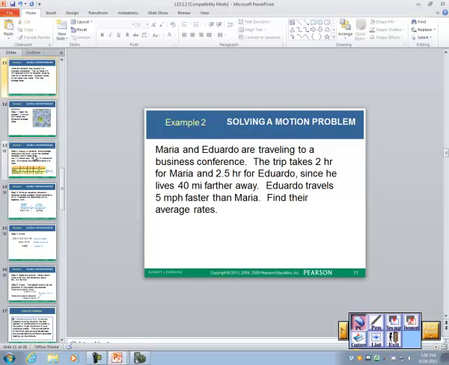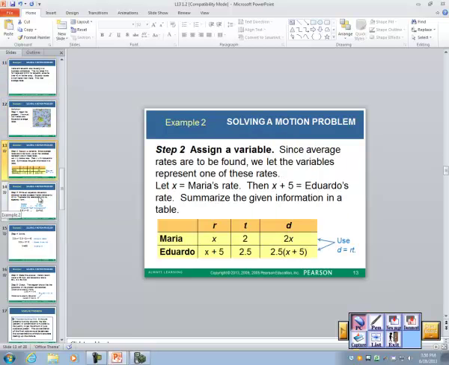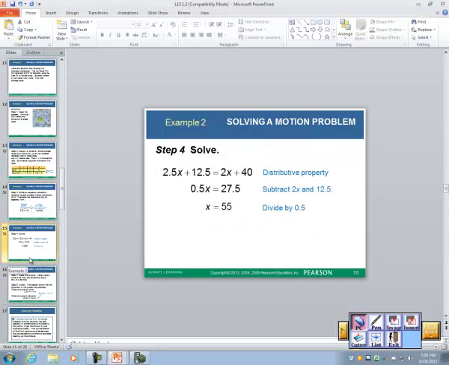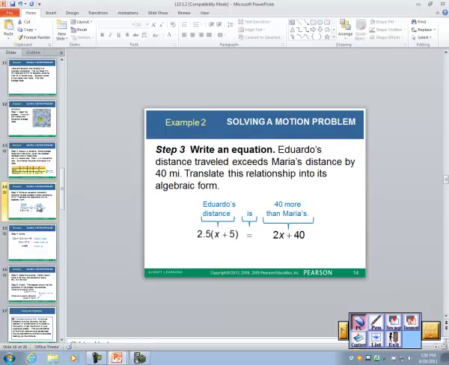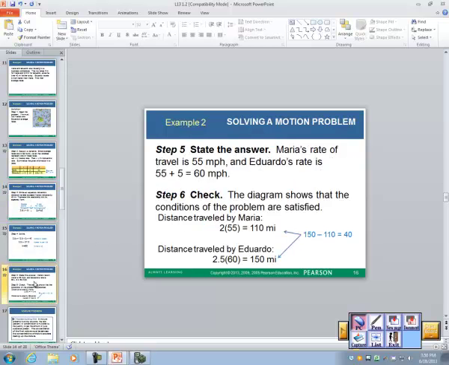All right. And so that's what we did here. It shows the same thing as what we did on the PowerPoint notes. And from there, you can check it. Go back to this equation, put 55 into both sides, and both sides should equal. Okay?